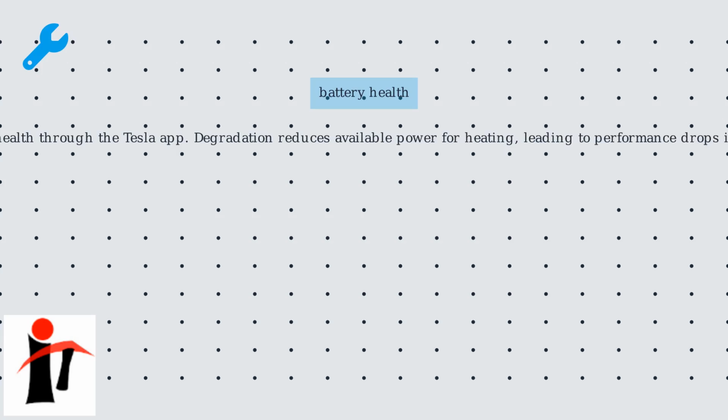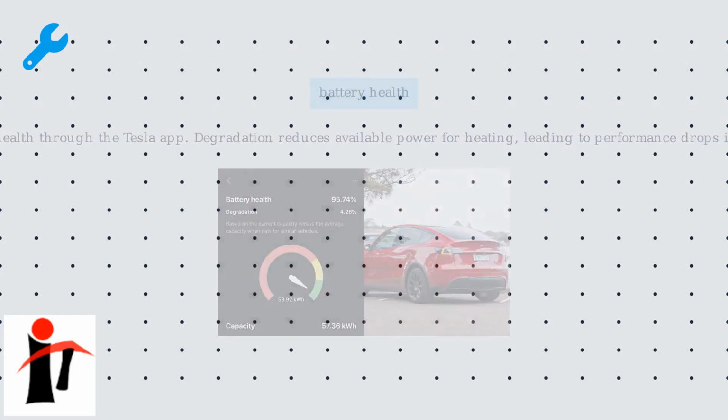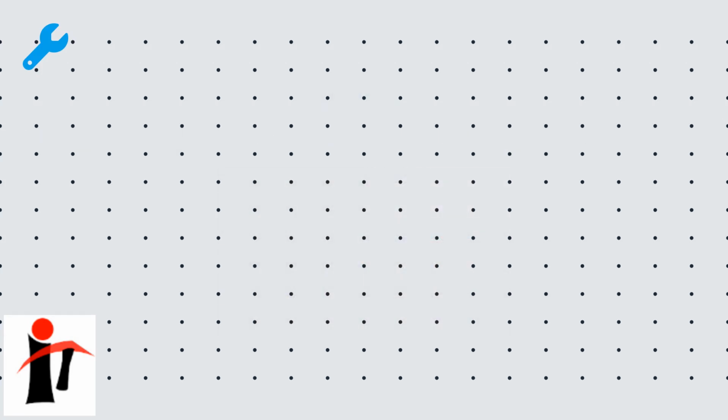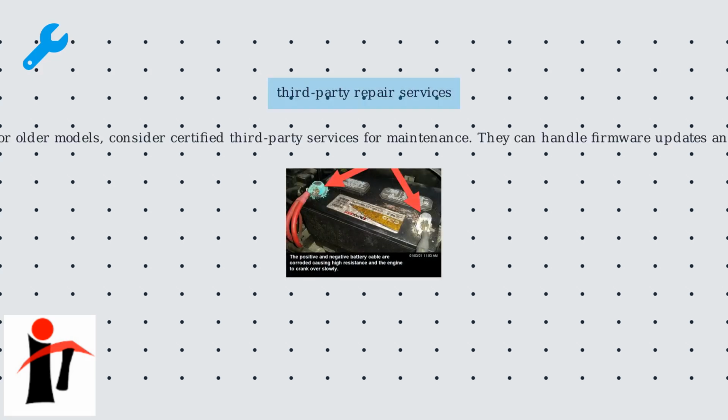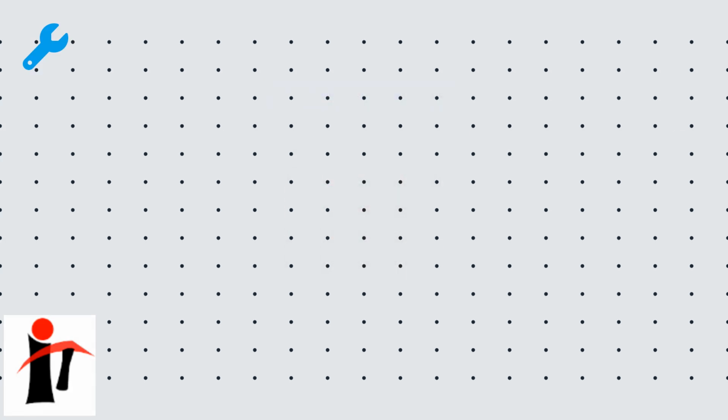Monitor your battery health using the Tesla app. As batteries age, degradation can limit the power available for heating, especially in cold conditions where the heater needs more energy. Consider using certified third-party repair services. As Tesla phases out support for 2019 models, these specialists can provide ongoing maintenance and repairs for your heating system.